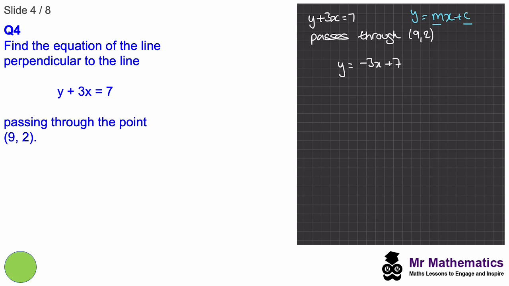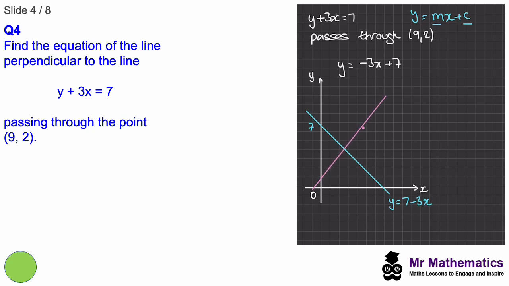And now I can sketch this graph. So you can see we have an intercept of 7 and a negative gradient. We're being told that the line is perpendicular and passes through the point 9, 2, which I can sketch at about here. And because it's perpendicular, it will cross the blue line at 90 degrees. So this would be a right angle. Okay, so now we have a perpendicular line.